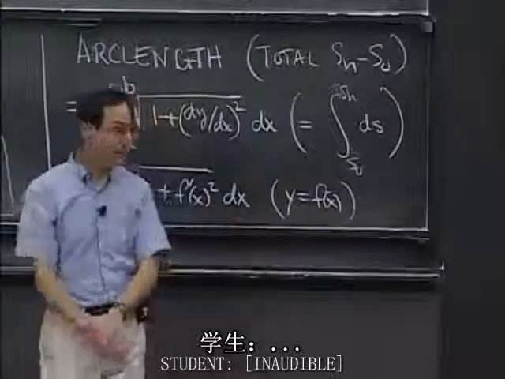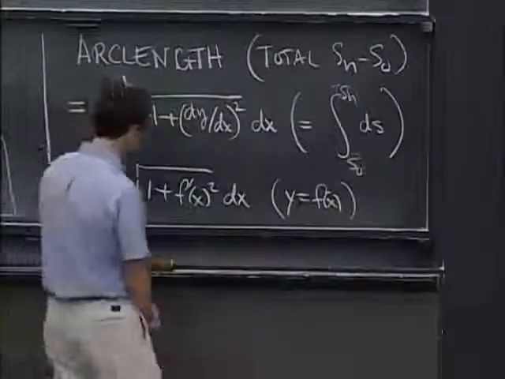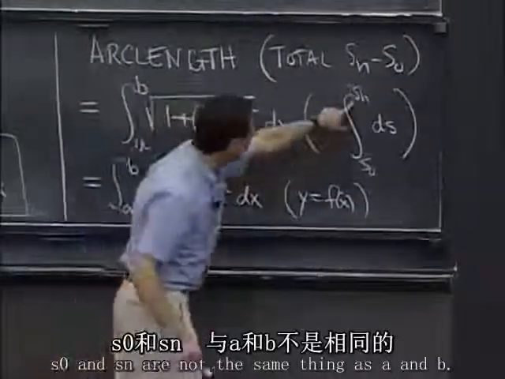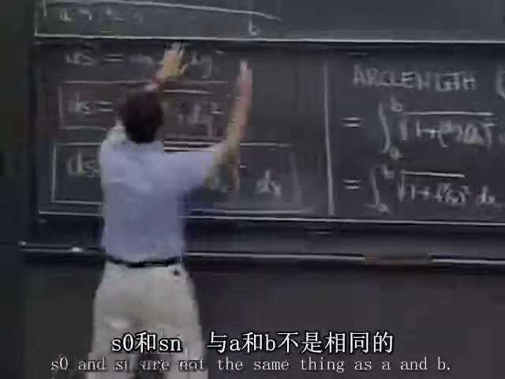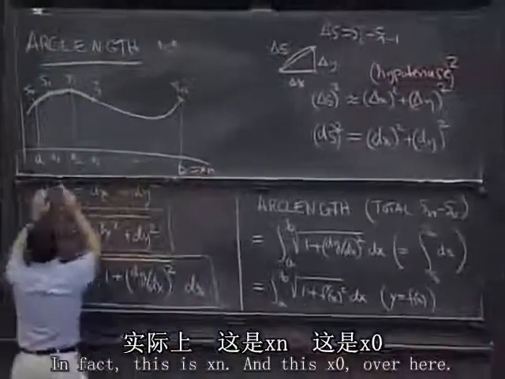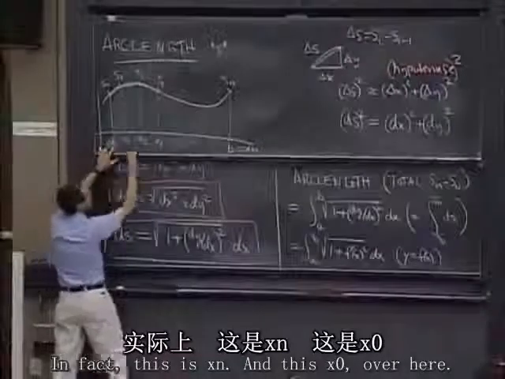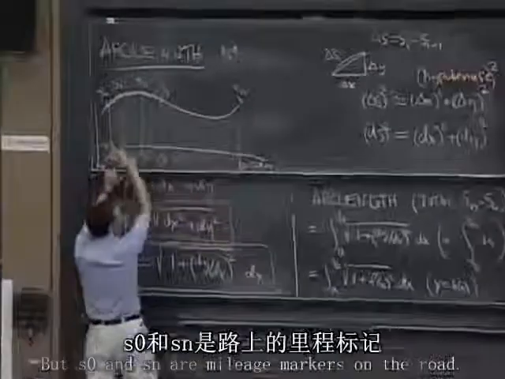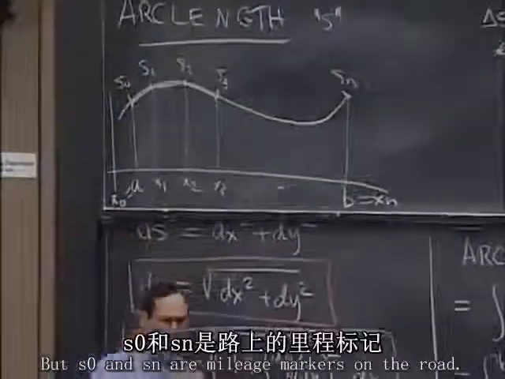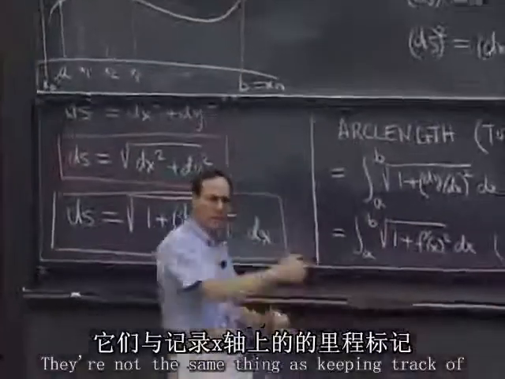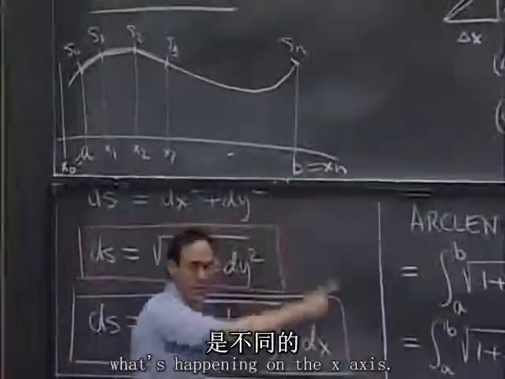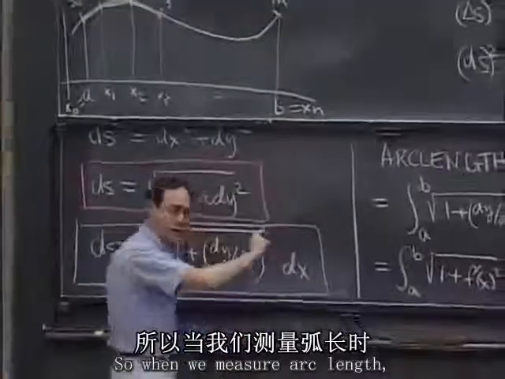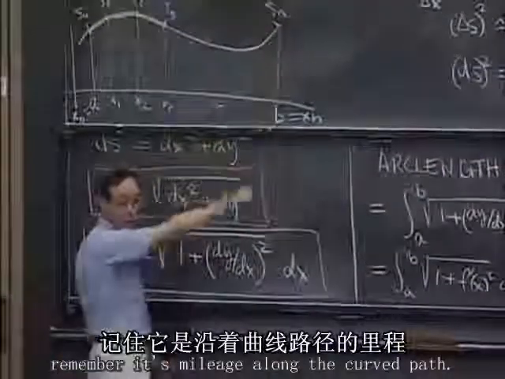But S0 and Sn will be different than a and b, right? Correct. S0 and Sn are not the same thing as a and b. In fact, this is Xn, and this is X0 over here. That's what a and b are. But S0 and Sn are mileage markers on the road. They're not the same thing as keeping track of what's happening on the x-axis. So when we measure arc length, remember it's mileage along the curved path.